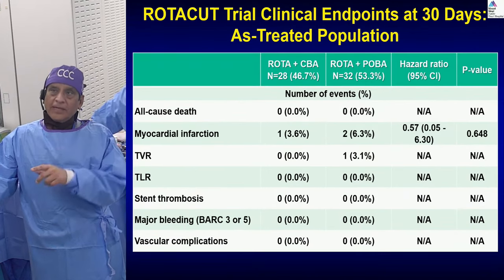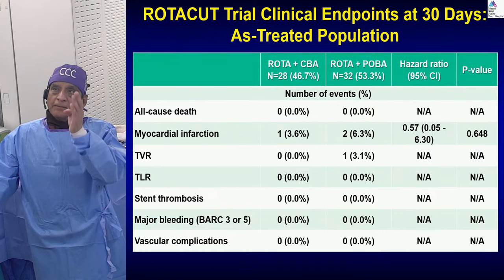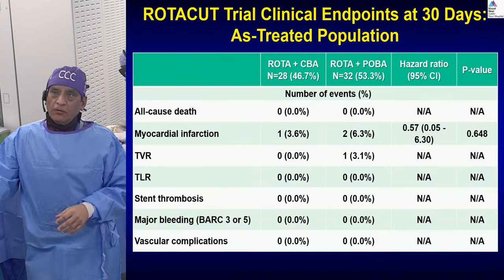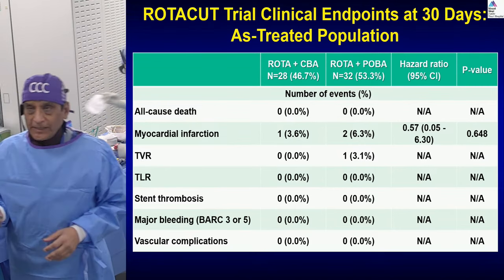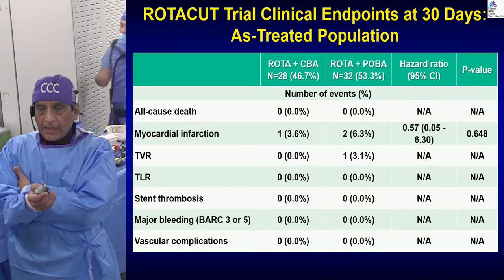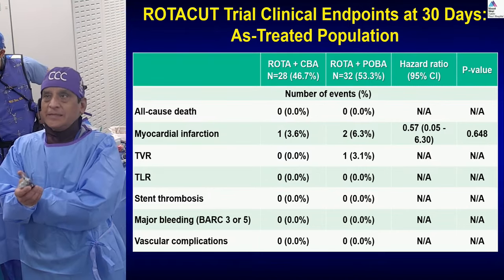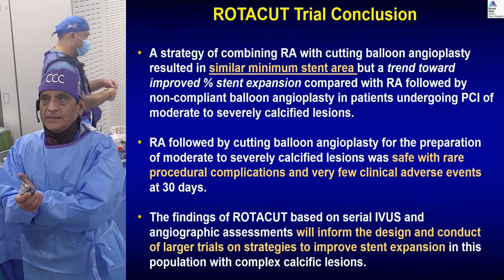One case, we could not get the cutting balloon, so as per a treated population it was counted in the rota group. Absolutely no difference in event rate. So 30-day MACE. We had to present the 9-month data later, but to me it looks like excellent results and almost no complications in these complex cases.